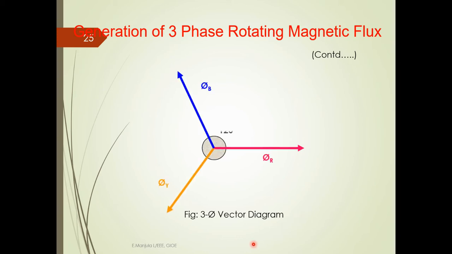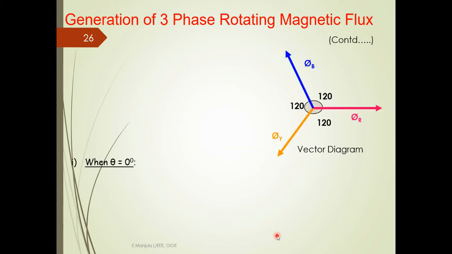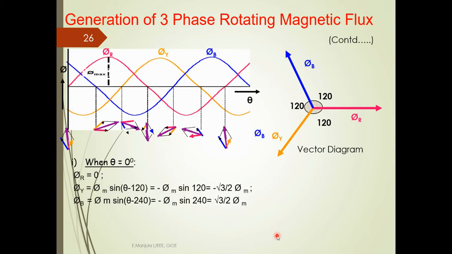so this is a vector representation. So phi R, after 120 degrees phi Y, and after 120 degrees of phi Y it is phi B. So each and every flux has a 120 degrees phase shift. So this is a vector representation. So now we know the vector representation and also the actual diagram in sinusoidal form.